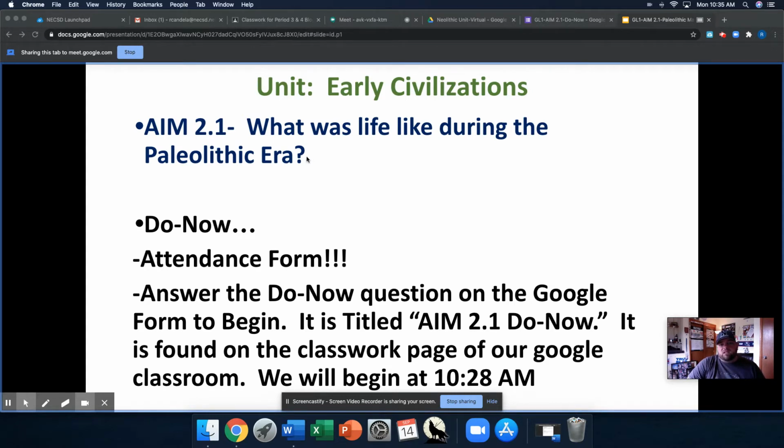Just before we get into the slides, let's pay attention to how we're supposed to be taking notes. Make sure you copy down the AIM, including the number 2.1, word for word exactly as it's written.